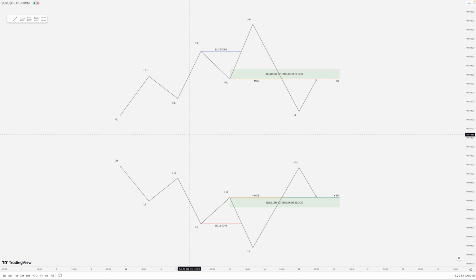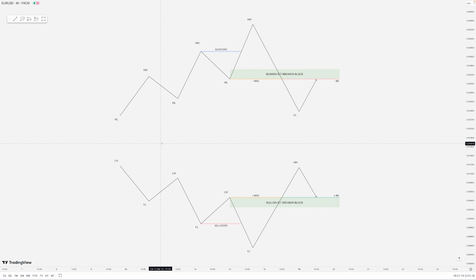Today we'll cover the ICT breaker block. I'll teach you what creates them, how to identify them, and how to use them. The first thing we'll cover is what creates them. So let's use our bullish and bearish diagrams for example.